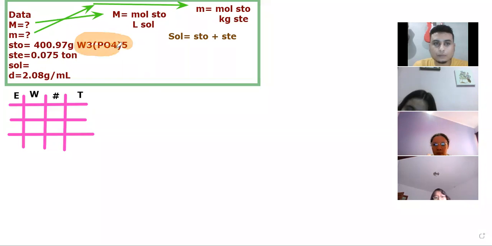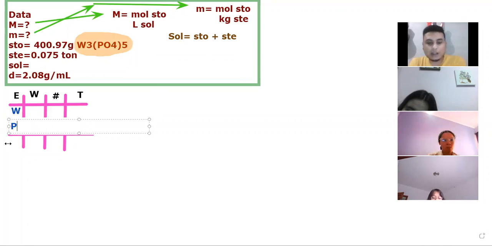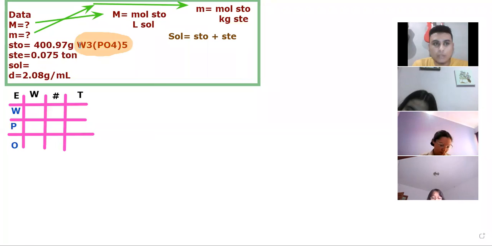Look, this is the compound, right? The definition of a compound: the chemical combination between two or more elements. So if you see, we have three elements here. Which are the three elements present in this compound? We have the W, the letter P, and the letter O, right? Tungsten, phosphorus, and oxygen.